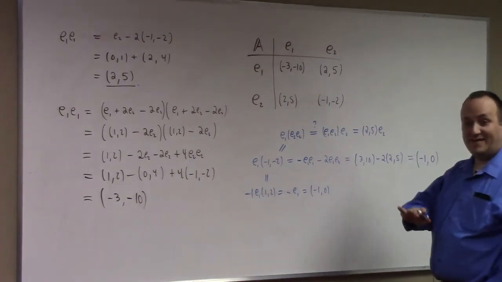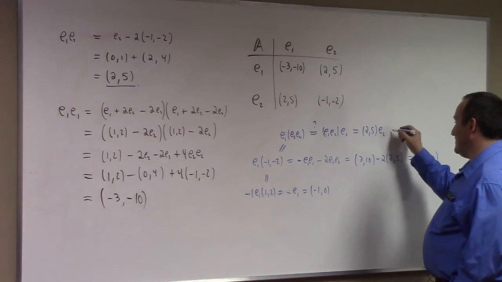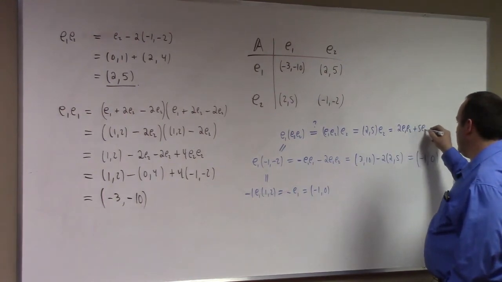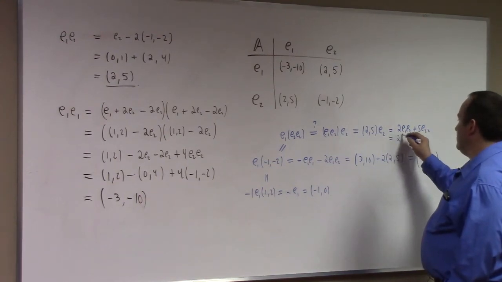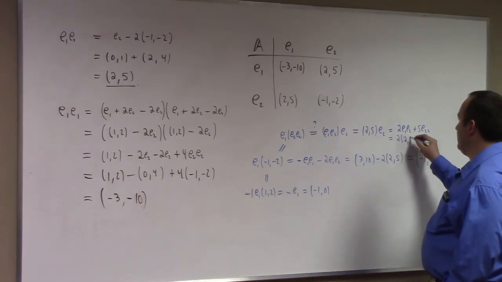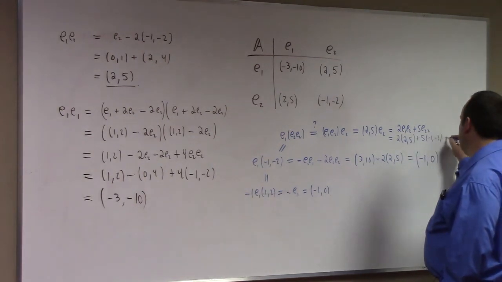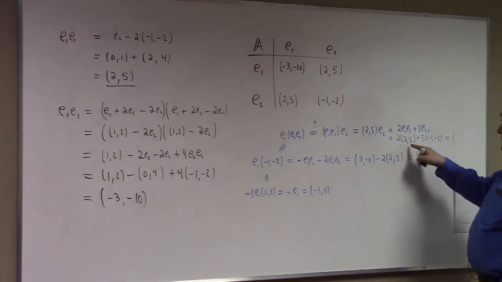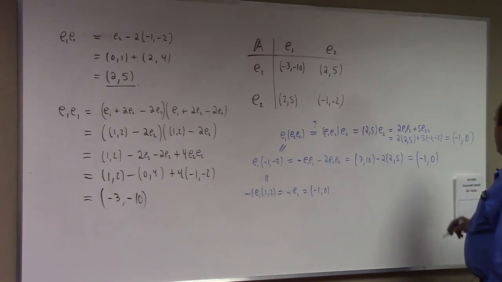But let's not look back. Look forward. So what's this? 2 E1 E2 plus 5 E2 E2, which gives us 2 times 2, 5, plus 5 times minus 1, minus 2, which equals 2, 4 minus 5, which is minus 1. And 10 minus 10, which is 0.